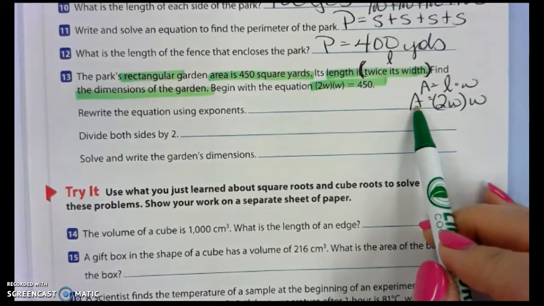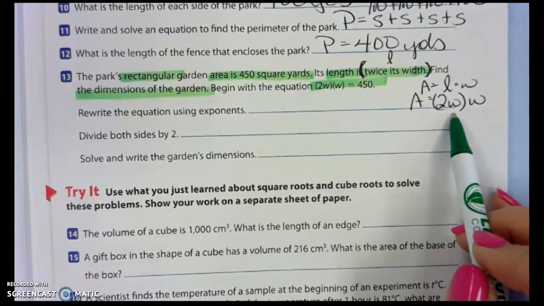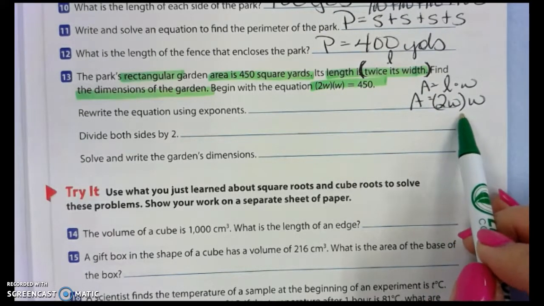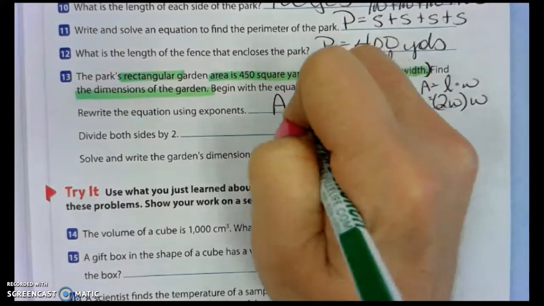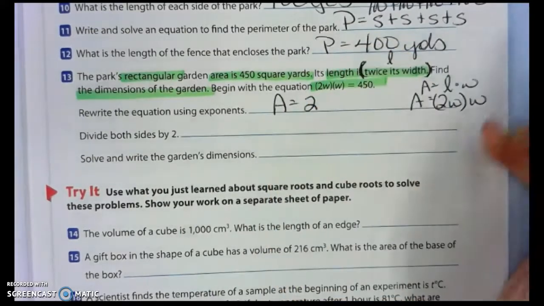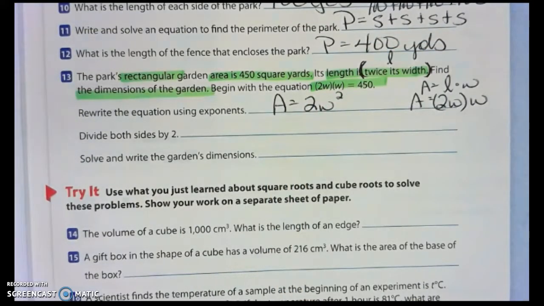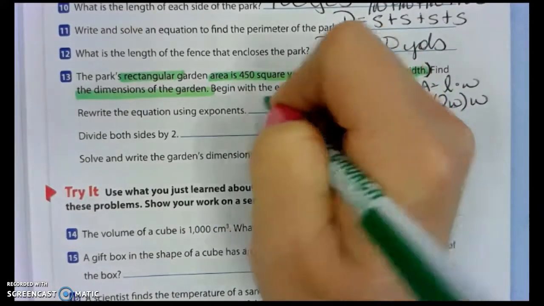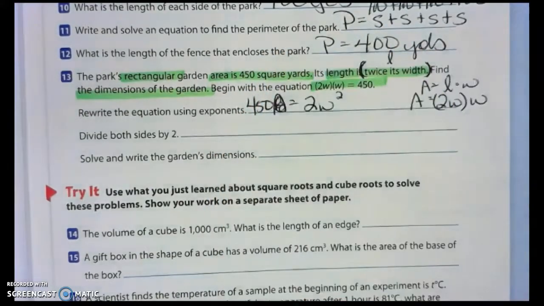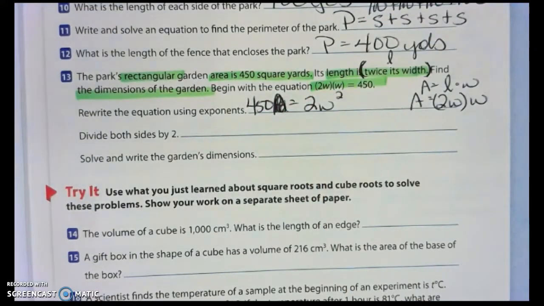Now, area is equal to 2 times W times W. And if we wrote that with exponents like we're supposed to here, the area is equal to 2, and then W times W makes W squared. They wanted you to see that with an exponent. Now, they've already told us that the area is 450, so I'm going to take out that A. I'm sorry, I got ahead of myself. So 450 is equal to 2 times W squared.